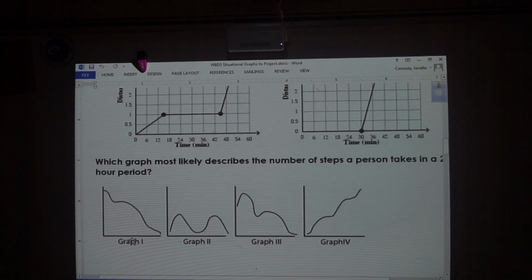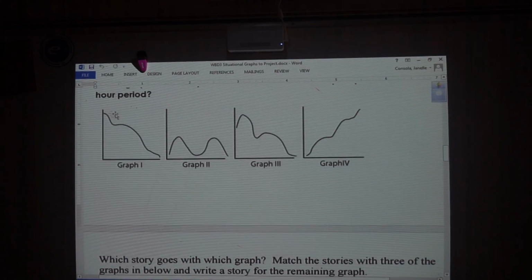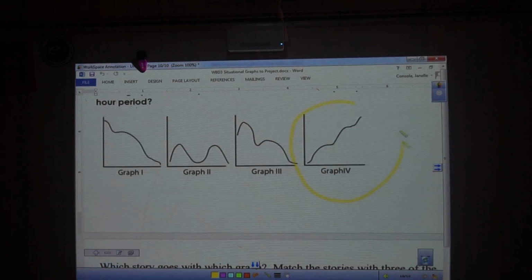So what's going to happen as time goes on, time is always your x, what is going to happen here? Are your steps going to go down? Are your steps going to go back and forth? Or down? Or are your steps going to go up? Okay, notice it's this one. This is the only one that keeps going up. Your steps can't come back down. Your steps can go only up.